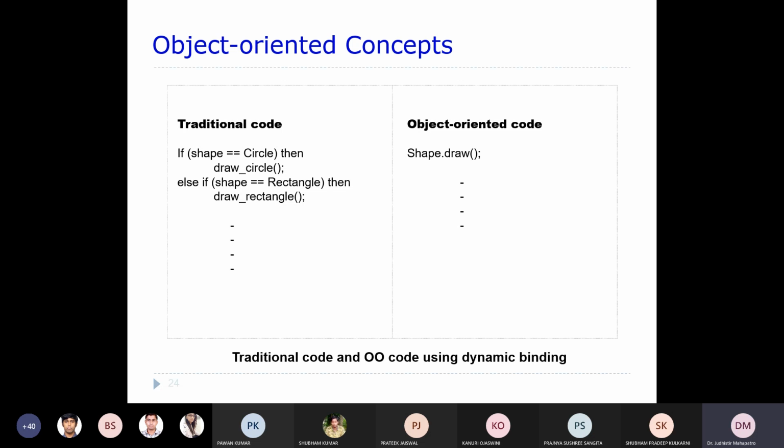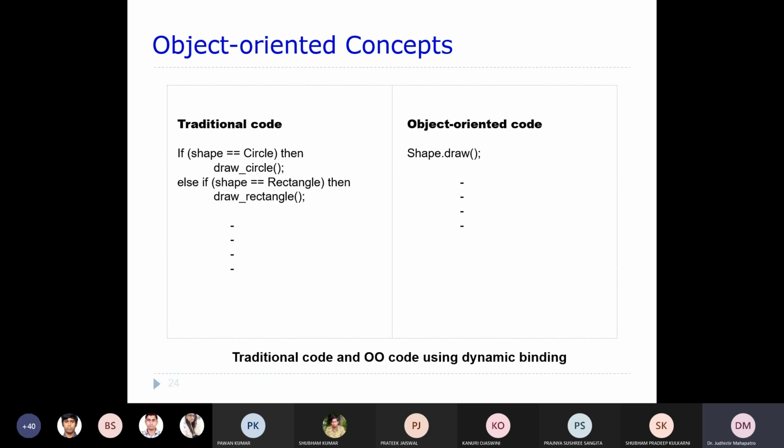Now here, in the case of object oriented, what you do is just call a method, the draw method, which is a part of the shape, right? Then based upon the parameters, you dynamically bind a particular method, or call a particular method. So this is the advantage, right?